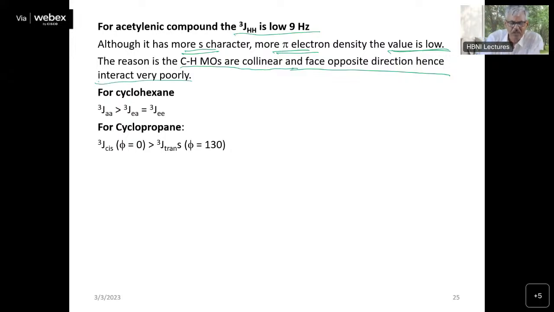Again, in case of cyclohexane, you will see the axial-axial coupling constant JAA is always more than axial-equatorial, and that is equal to JEE.